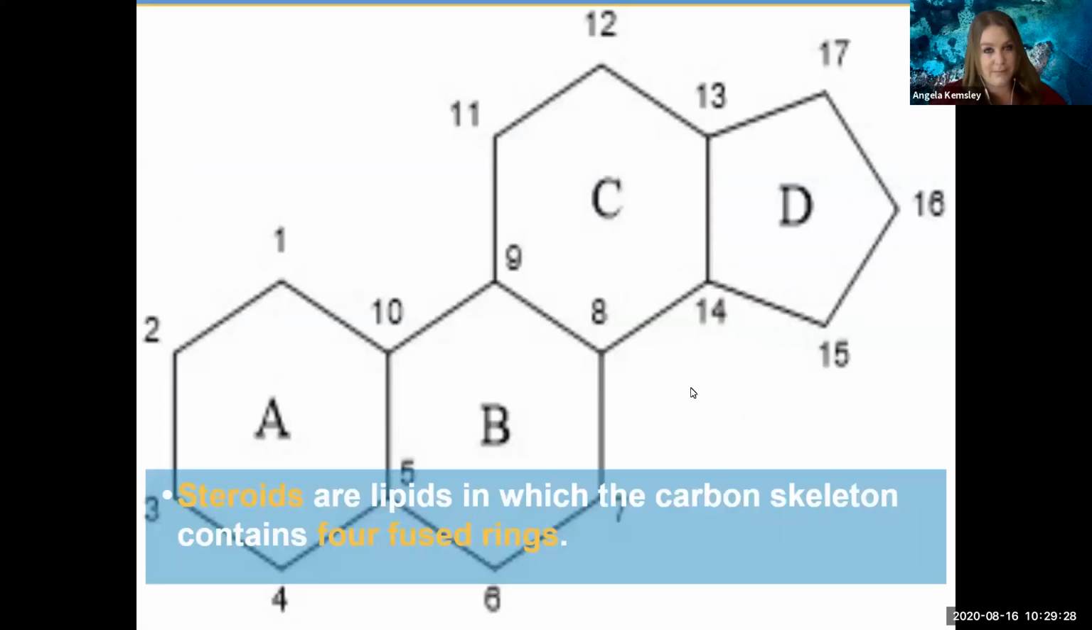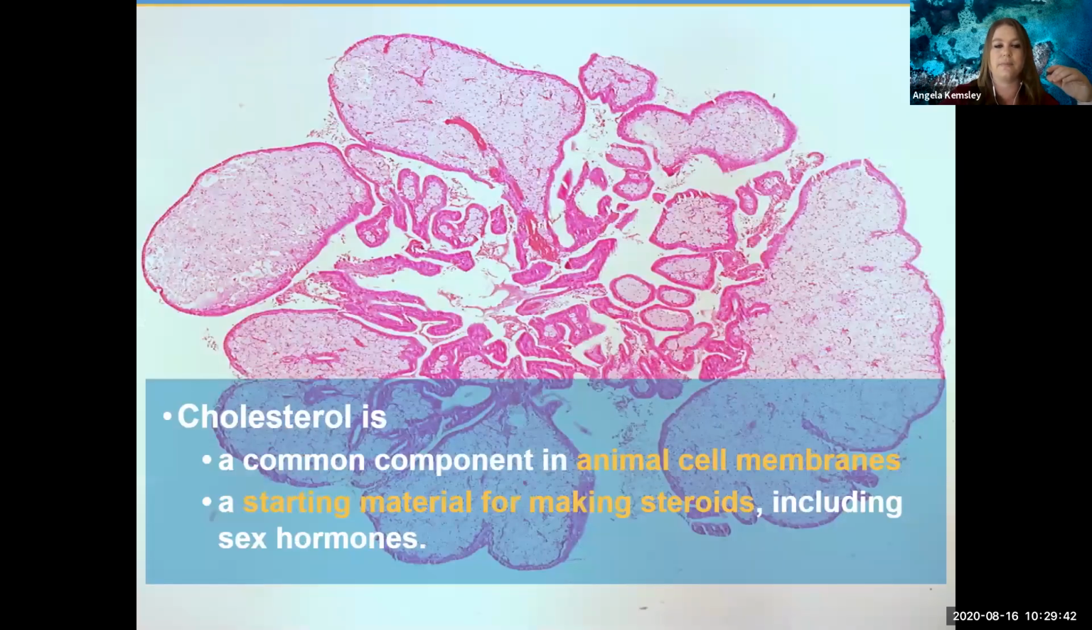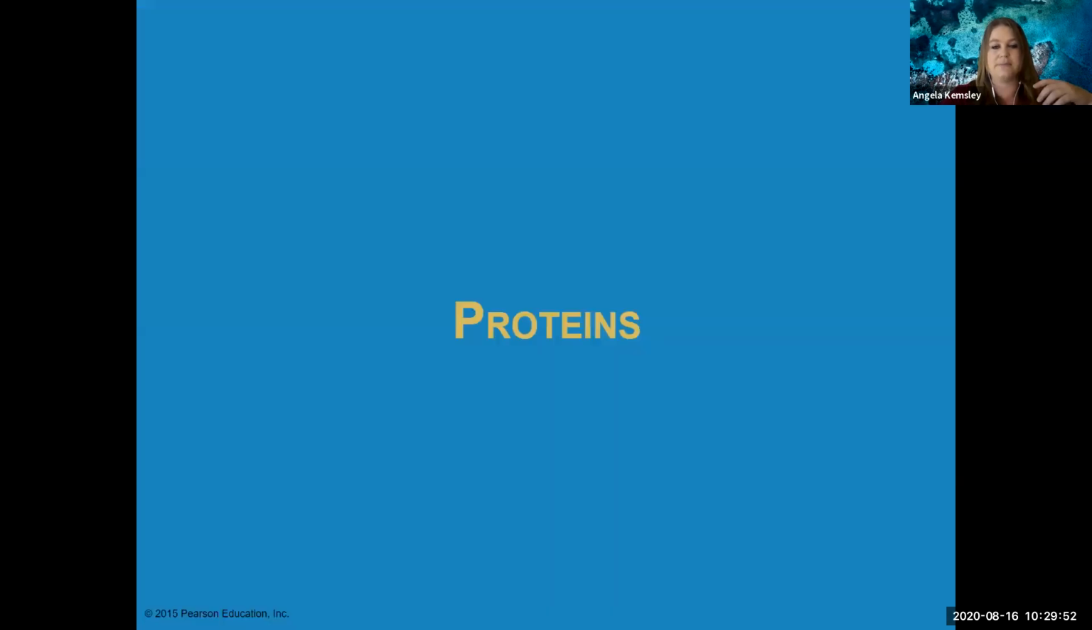Now, our third type of lipid are steroids. Steroids are lipids in which the carbon skeleton contains 4 fused rings. So 4 rings of carbon that are fused to one another. Cholesterol is a type of steroid. It's a common component in animal cell membranes. It's the starting material for making steroids, including sex hormones.